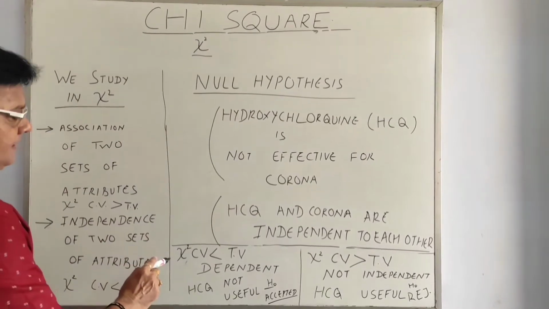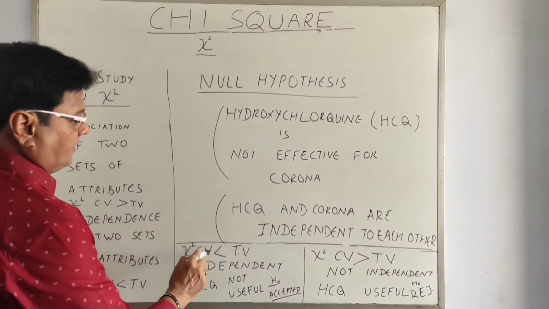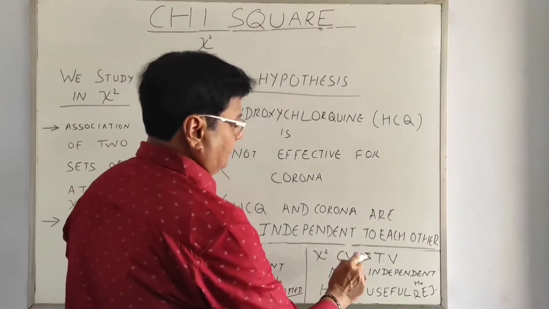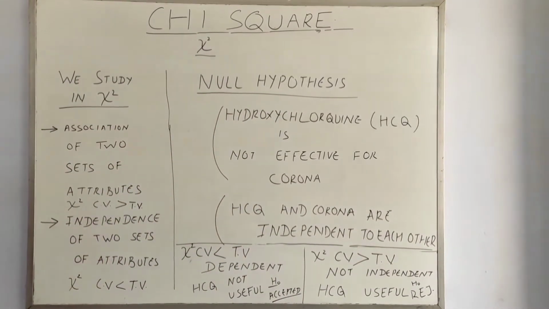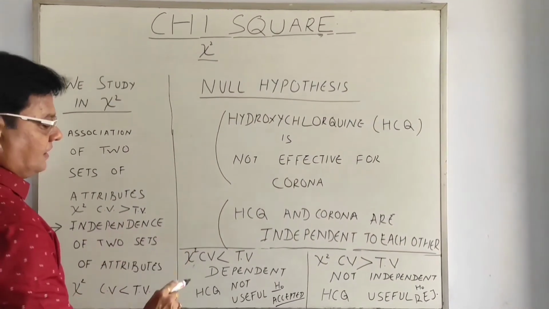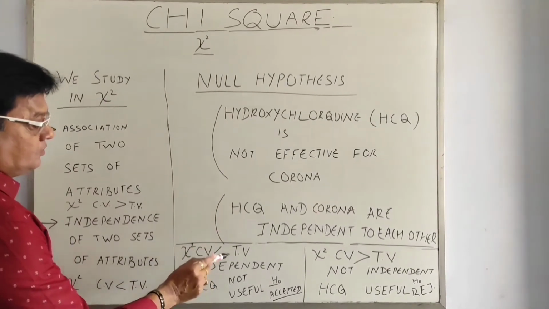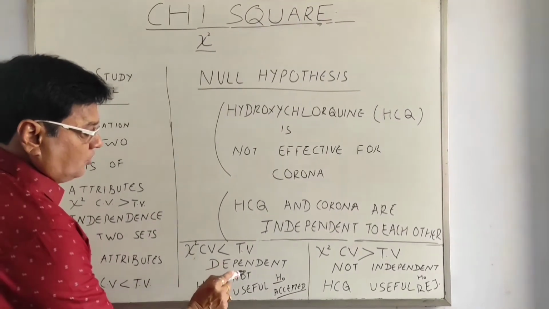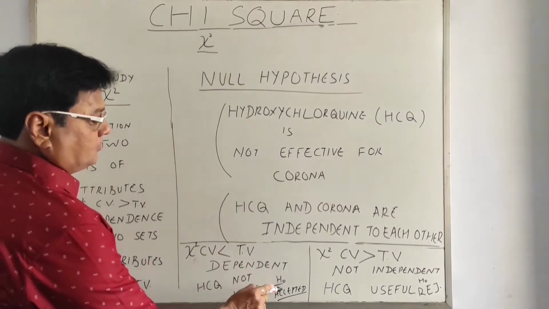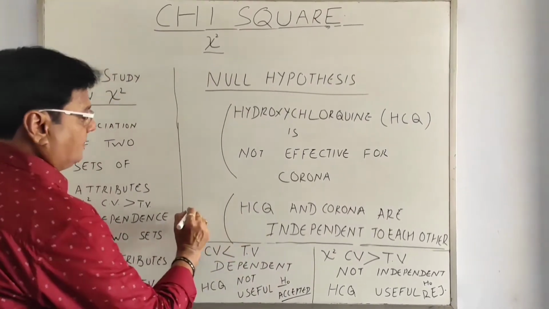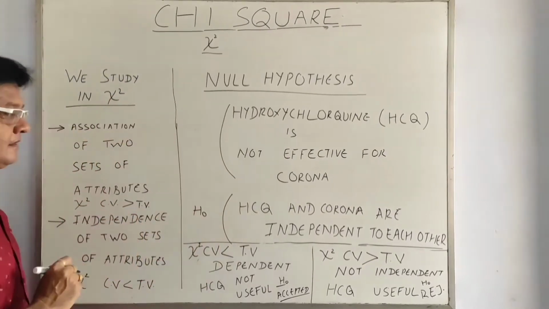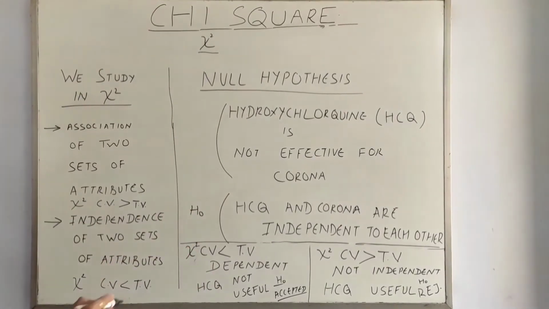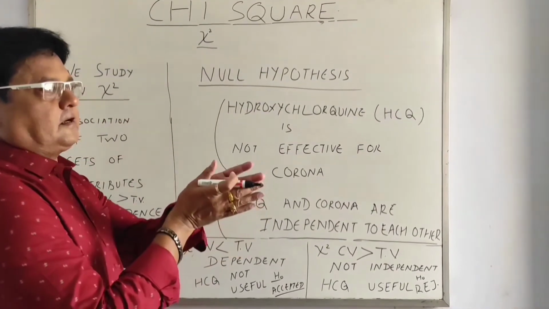Then what will be happening? The calculated value of chi-square will come either less than the table value or greater than the table value of chi-square. If it is less than the table value, that means they are independent of each other, and that means HCQ is not useful. Our null hypothesis will be accepted, because our null hypothesis is that they are independent of each other, that it is not useful. And it will be not useful only when the calculated value of chi-square comes less.